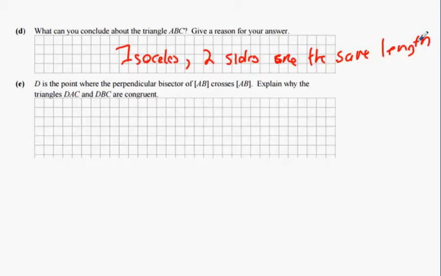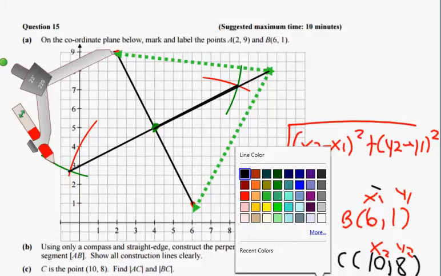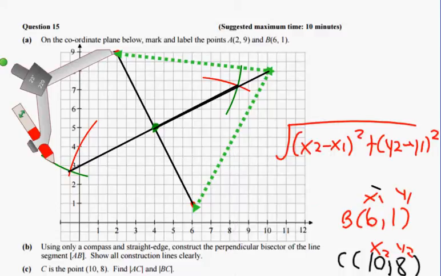Okay. D is the point at which the perpendicular bisector of AB crosses AB. Explain why the triangles DAC and DBC are congruent. So what it wants me to do is extend this further on. I won't use green. Why is the yellow triangle the same as the blue triangle?